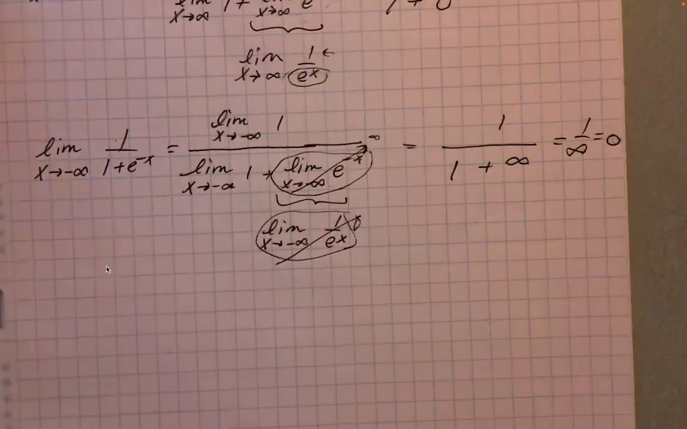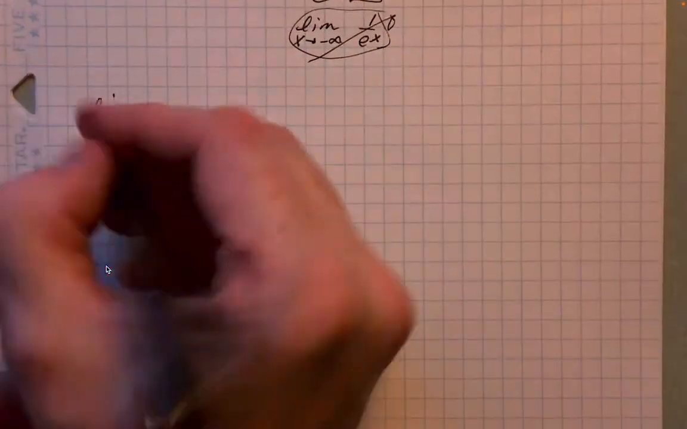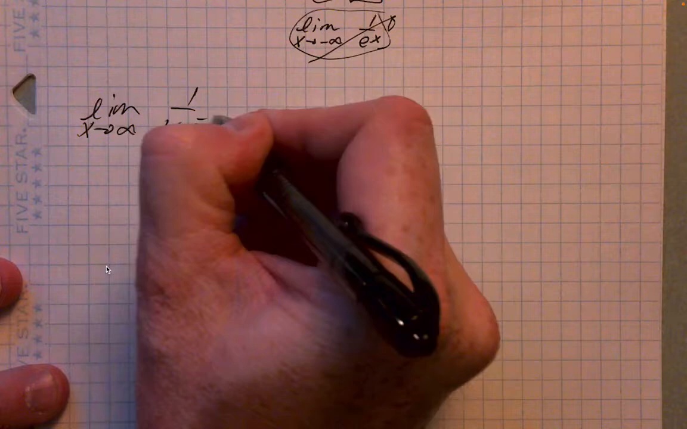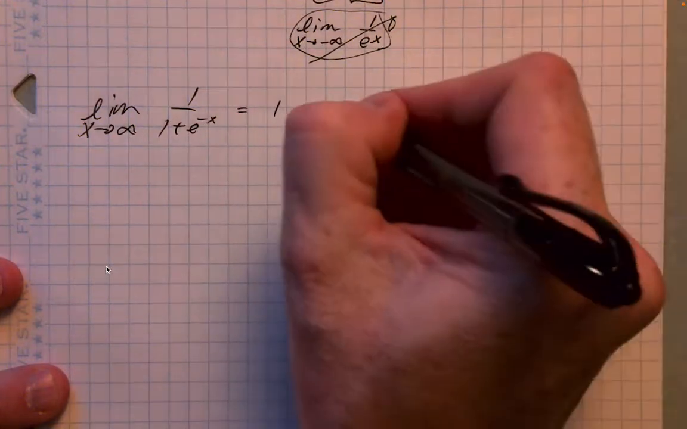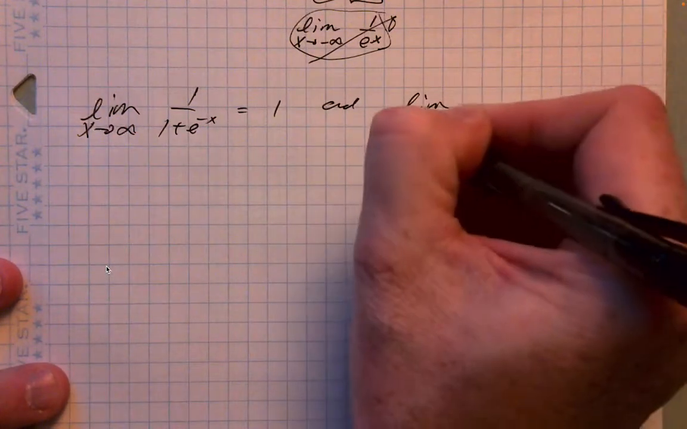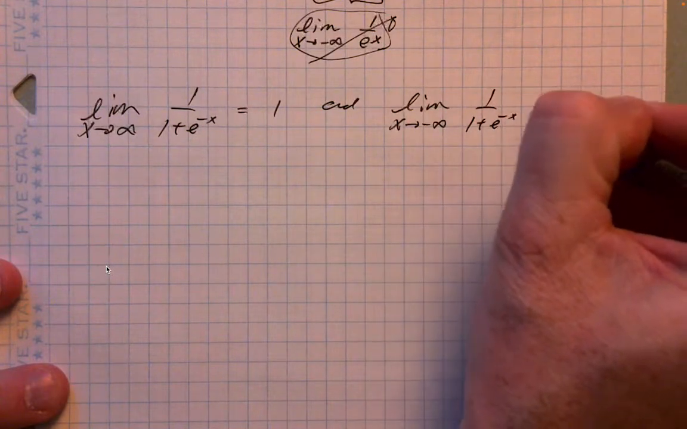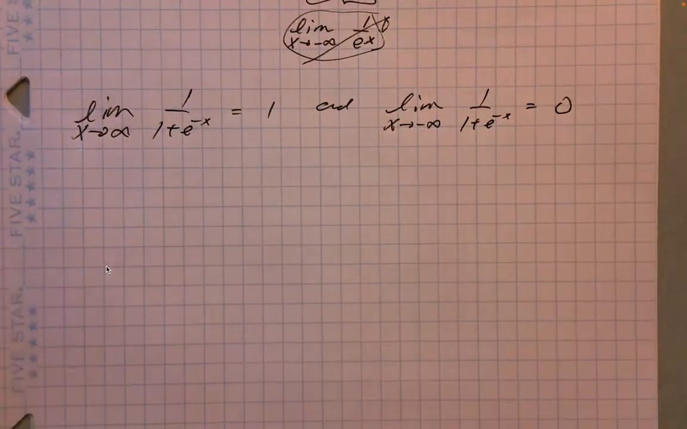Okay, so to summarize the logistic function, the limit as x approaches infinity of 1 over 1 plus e to the negative x was 1, and the limit as x approached negative infinity of 1 over 1 plus e to the negative x was 0.